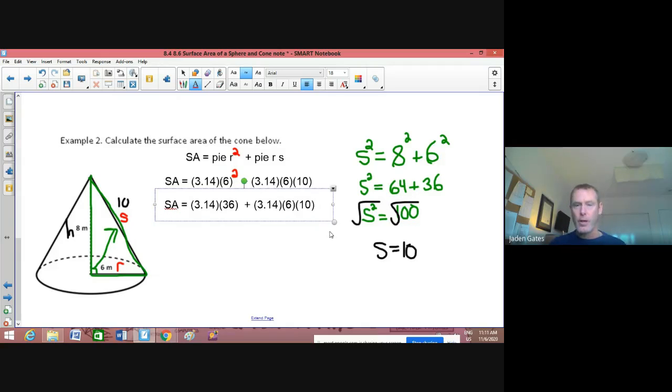All right, and then now we've got to do multiplying. So I've got 2 pieces to multiply. I've got my 3.14 times 36, and I end up with 113.04. Okay, plus I've got 3 numbers multiplied, and I get 188.4. Okay, last step. Last example of this quad master for math, surface area. I put those two together. I'm going to get 200 and something. Oh, sorry, 300 and something.